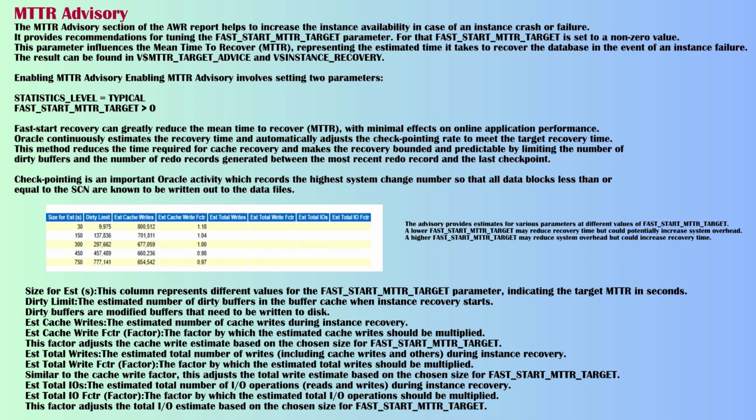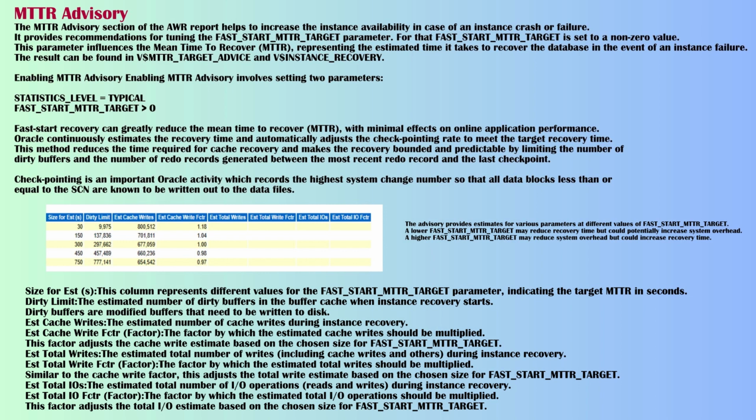Enabling MTTR Advisory. Enabling MTTR Advisory involves setting two parameters: statistics_level equals typical, and fast_start_mttr_target greater than 0. Fast start recovery can greatly reduce the mean time to recover, MTTR, with minimal effects on online application performance. Oracle continuously estimates the recovery time and automatically adjusts the checkpointing rate to meet the target recovery time. This method reduces the time required for cache recovery and makes the recovery bounded and predictable by limiting the number of dirty buffers and the number of redo records generated between the most recent redo record and the last checkpoint.